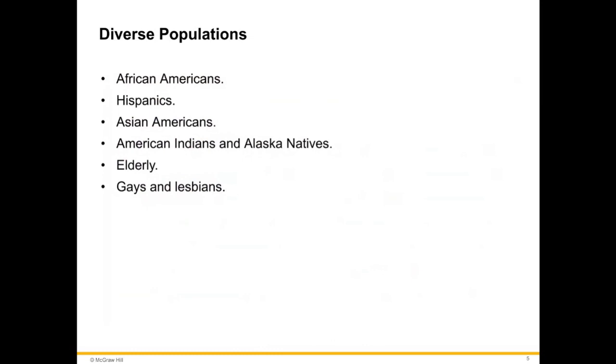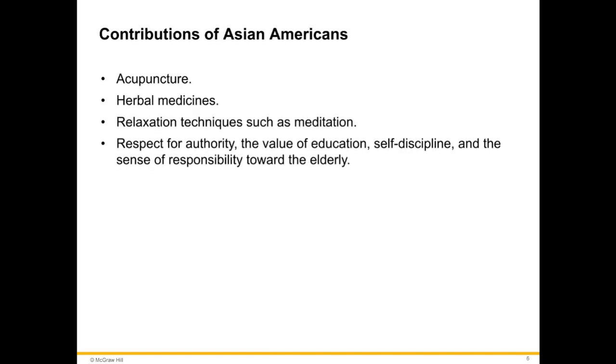When we talk about diverse populations, this is not limited to just a few groups. There are many different ethnicities and groups: African Americans, Hispanics, Asians, American Indian, Alaskan Natives, elderly. Then we're also going to talk about the LGBTQ community. This is limited to just the ethnicities that this particular chapter is highlighting, but Asian Americans have contributed to acupuncture, herbal medicines, relaxation techniques such as meditation, respectful authority, the value of education, self-discipline, and a sense of responsibility towards the elderly. There is just a long list of contributions from the Asian community.